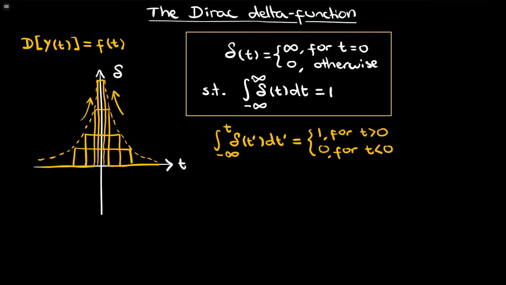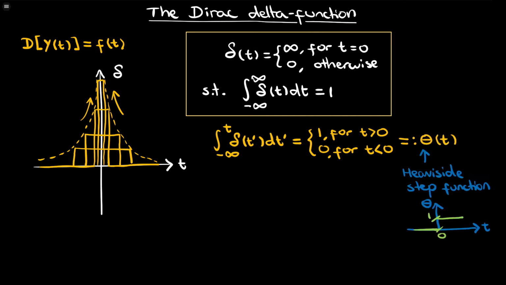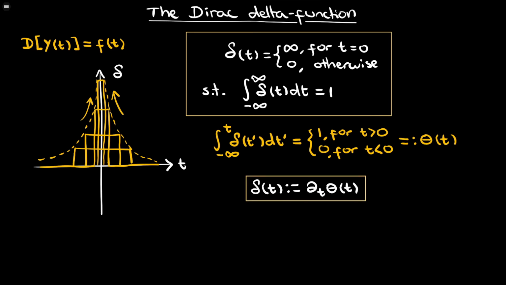The integration variable here is written as t prime, so as to not confuse it with the limit. The result of this integral will be 0 for t less than 0, and 1 for t greater than 0, because then we would be integrating over that spike at t equals 0. This happens to be the definition of the Heaviside step function, and so another way to define the Dirac delta function would be as the derivative of the Heaviside step function.